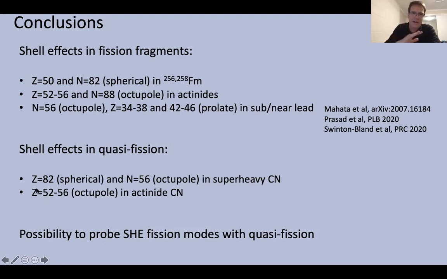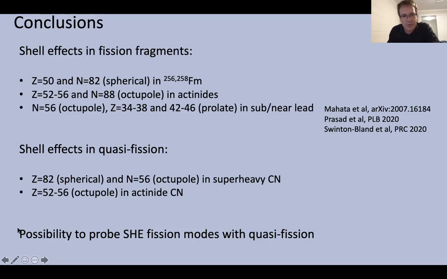But in order to connect shell effects in fission and quasi-fission, we looked at lighter systems which form actinide compound nuclei. And we found strong evidence for similar shell effects as in fission, which in the case of fission we interpreted as Z equal 52 and 56 octupole gaps. So if they are the same shell effects, they should have the same explanation.